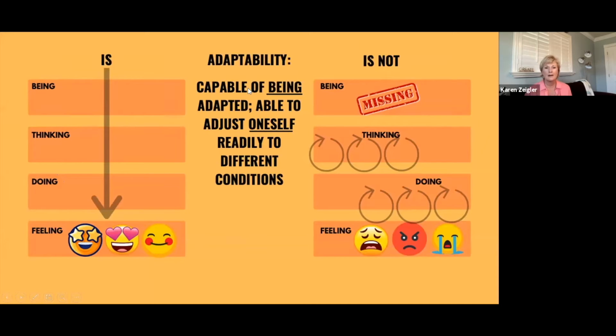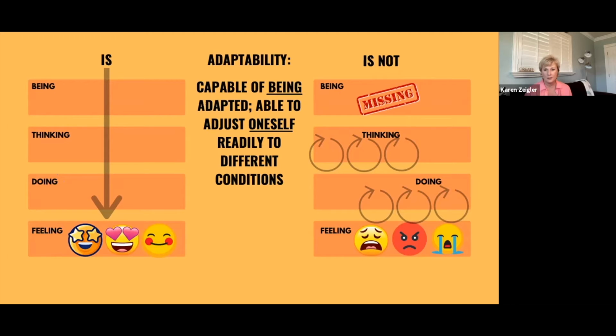Okay, so I've kind of outlined the being, thinking, doing, feeling experience, what it is and what it is not. And this is where I want everyone to come unmuted and talk me through this, what it is and what it is not. Obviously in an organization, there are complex needs about what we need to be adaptable for. There's usually hundreds of things. So we'll boil it down to something simple.